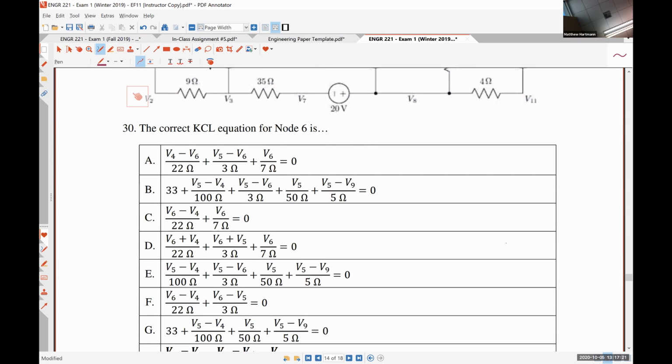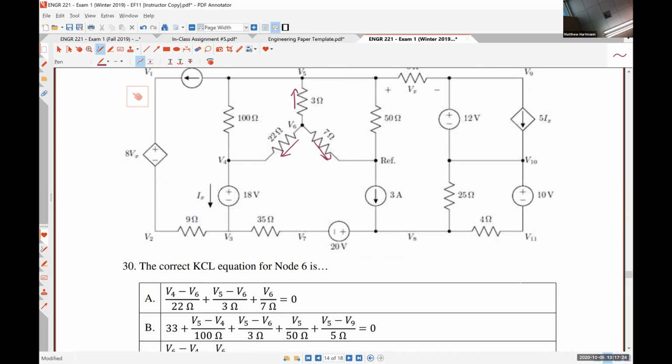I put something down here. 6 minus 4, nope, that's it.